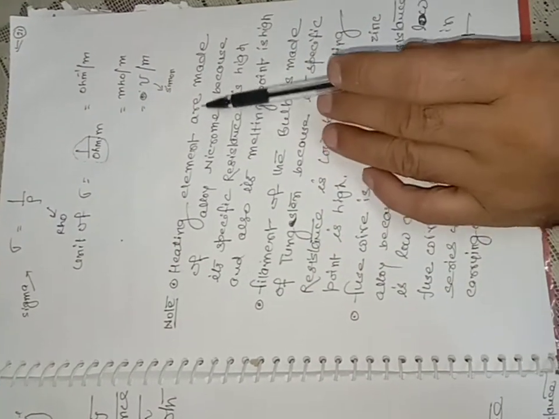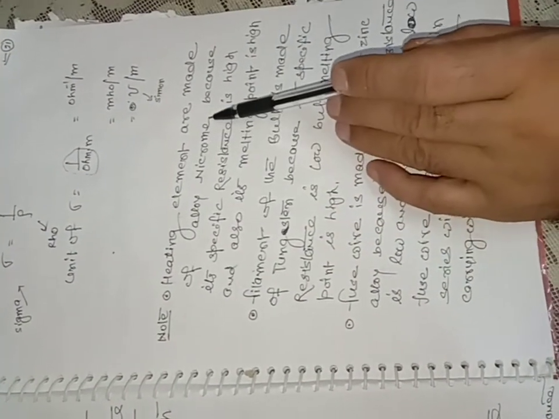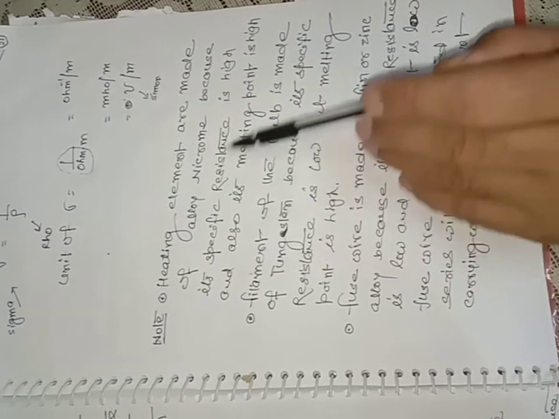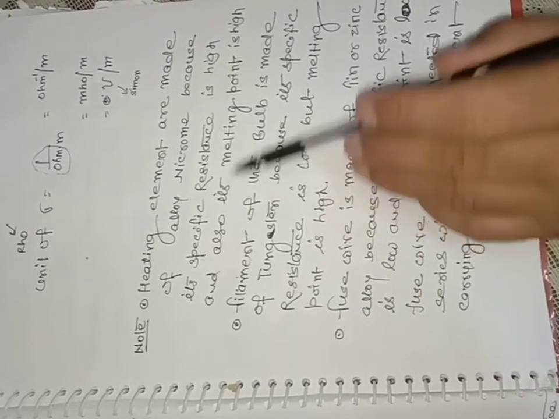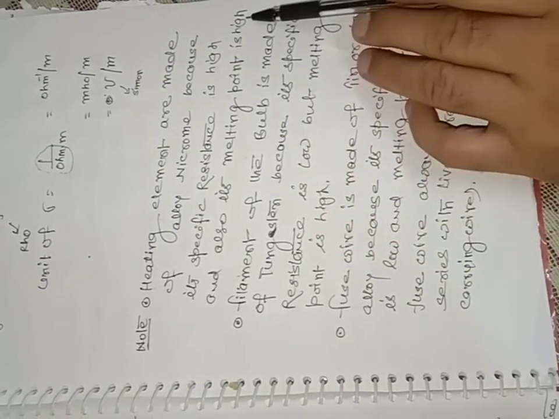Here, heating elements are made of alloys such as nichrome. Why? Because its specific resistance is high. If the specific resistance is high, the heat produced will be more. And also its melting point is high.